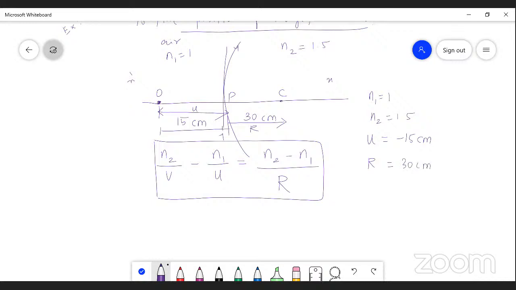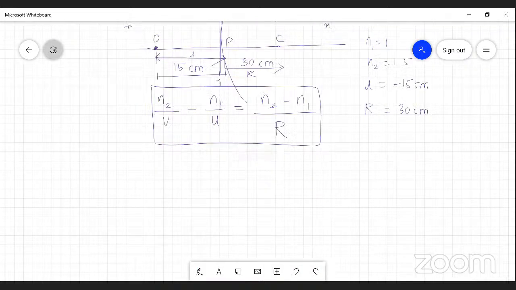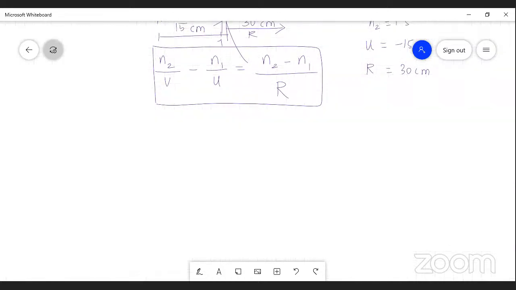Substitute the values in the formula. What is this? What is the n2 value?